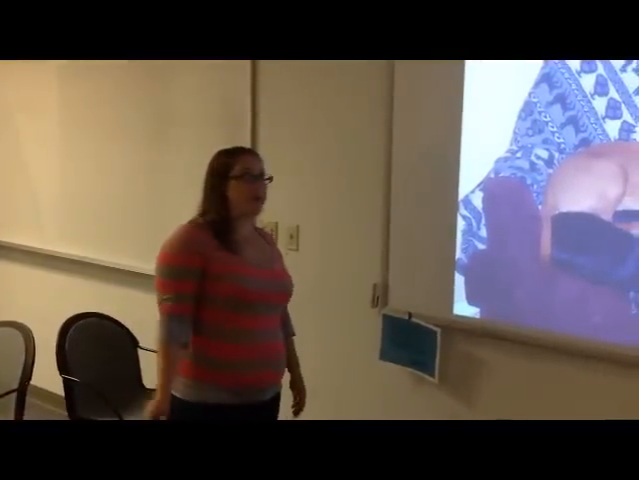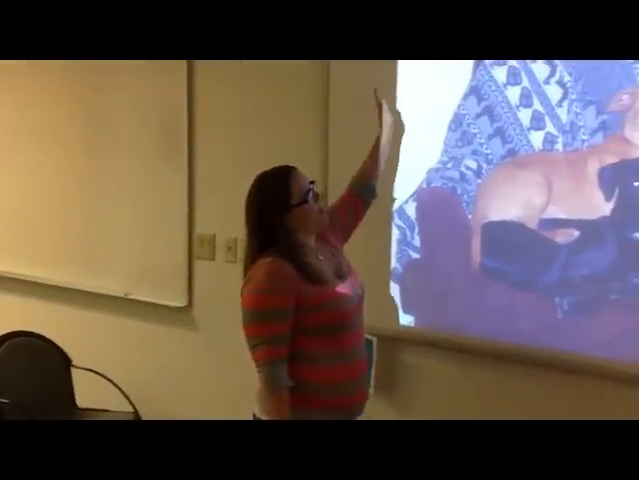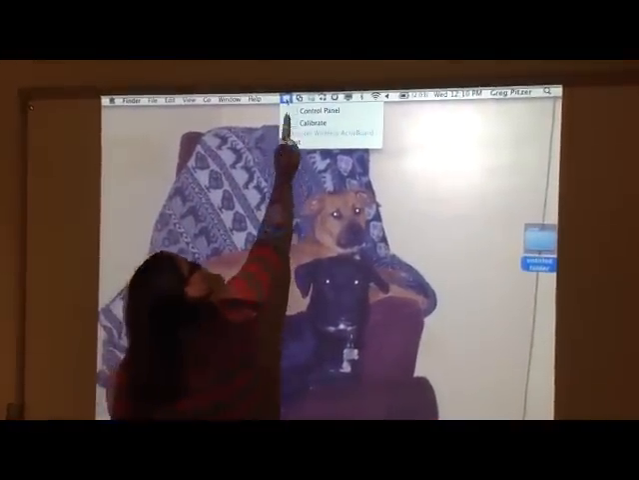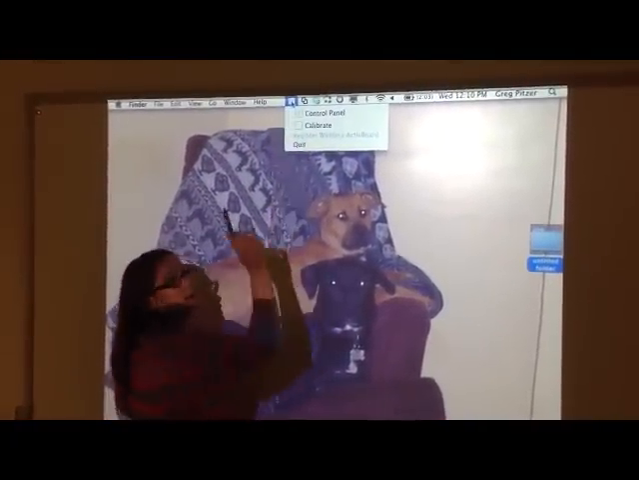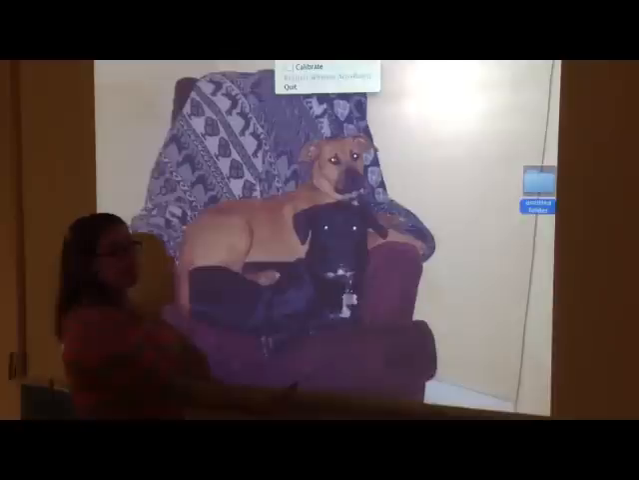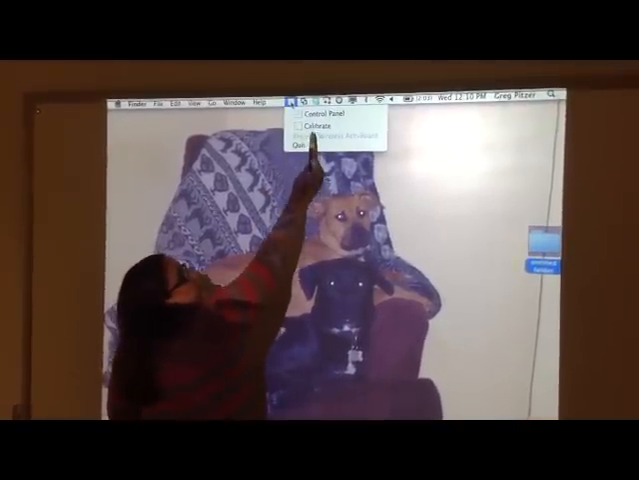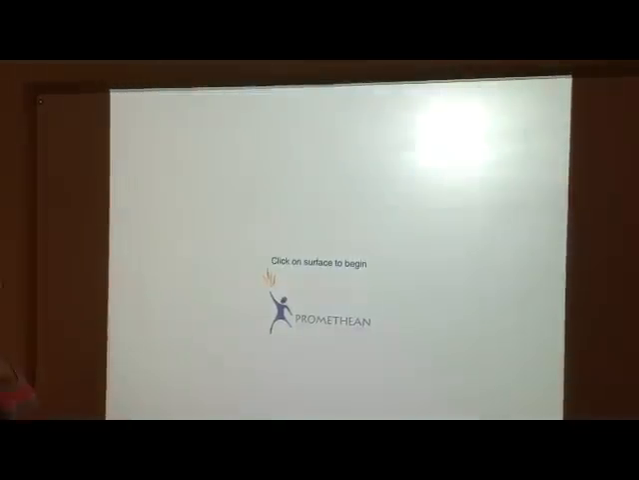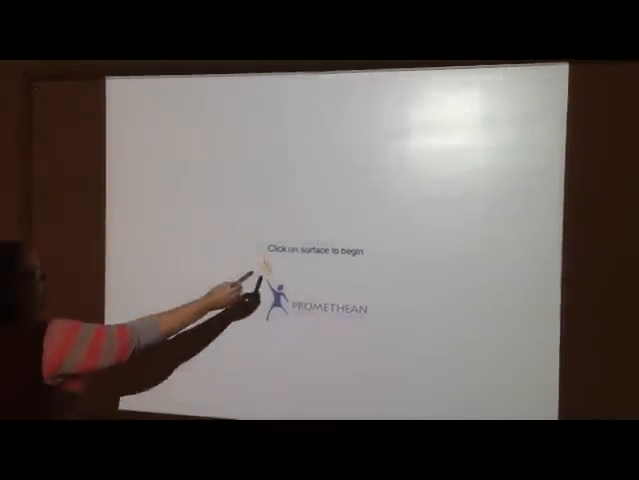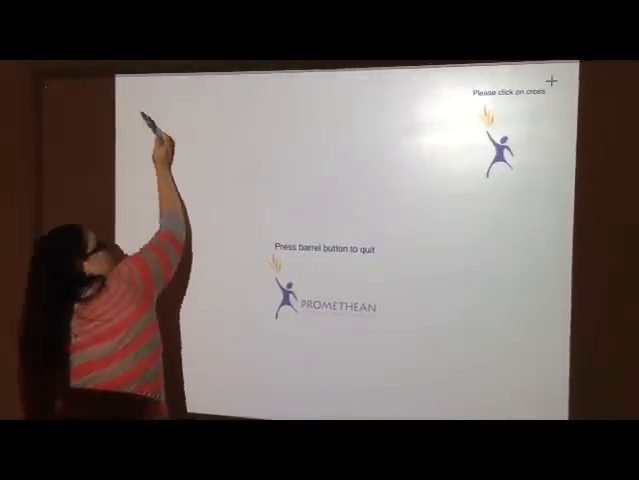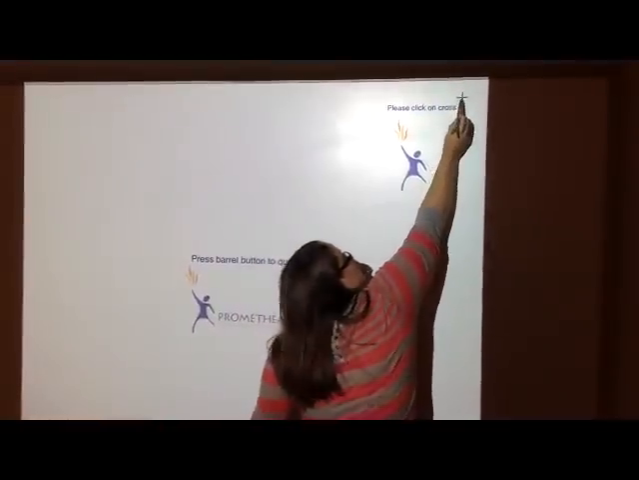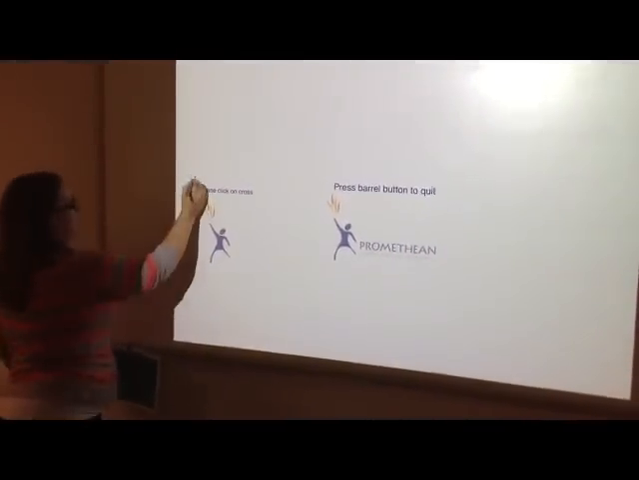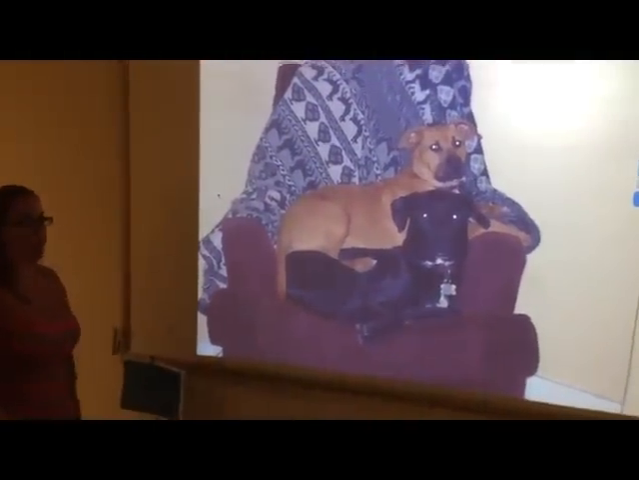The other way to calibrate your board is going back to the top of the toolbar, and you will see a little icon of the Promethean board. For a Mac, it'll be on the top, and for the PC, it'll be on the bottom. When you click on that, it gives you the option to calibrate. When you click on calibrate, it'll take you back to the same screen that you were at before. You follow the instructions, just like you did before, and everything will be back to the way you need it.